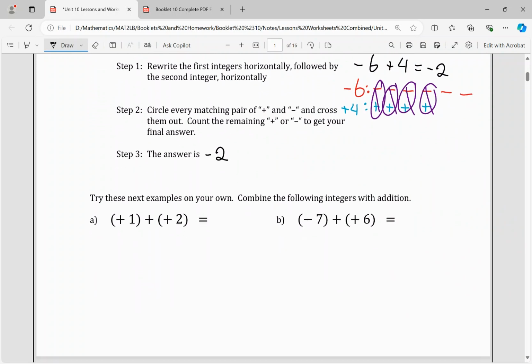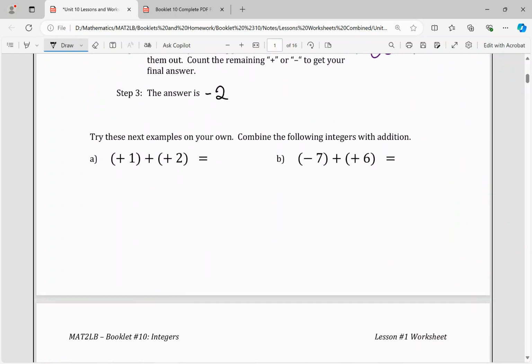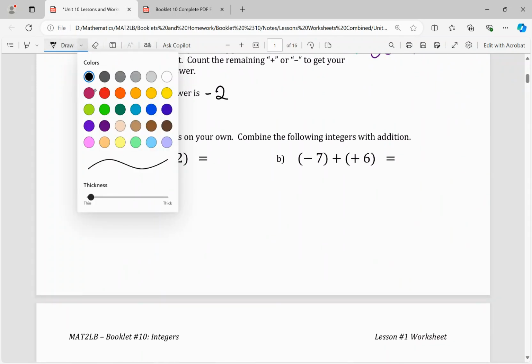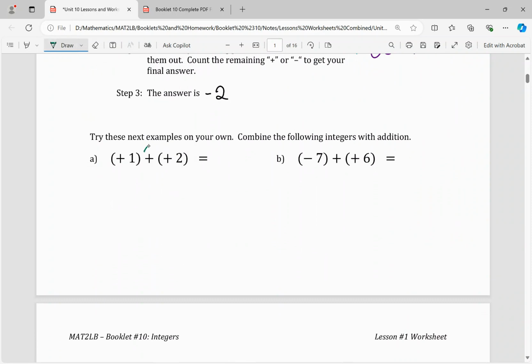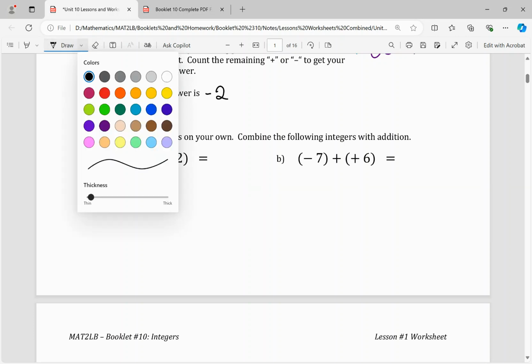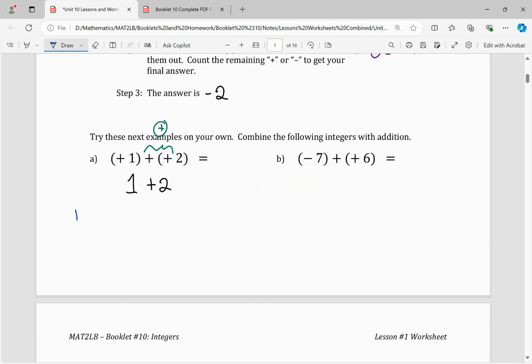Okay, so take some time, try these last two examples, and make sure that your answers match mine. In this first example, we have two positives again, and two positives make a positive. So I'm going to rewrite this as positive 1 plus 2. Now, we don't actually need this positive in front of the 1. If there's nothing in front of the 1, we assume that it's a positive number.